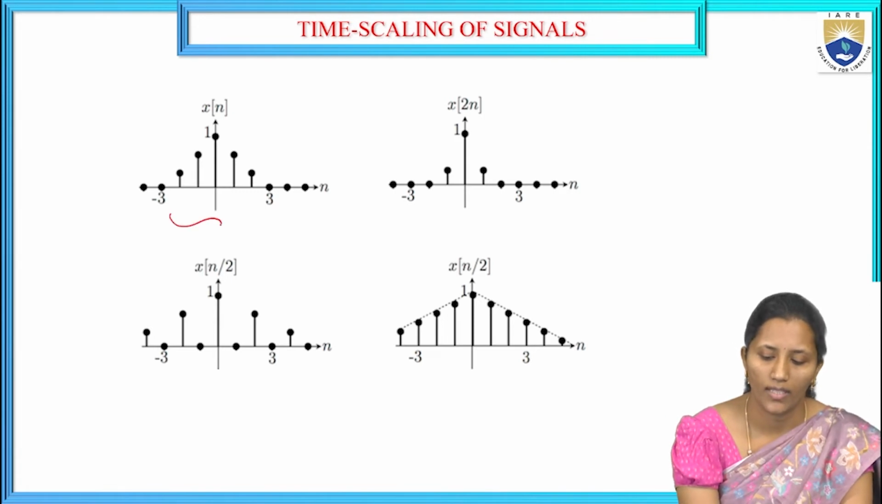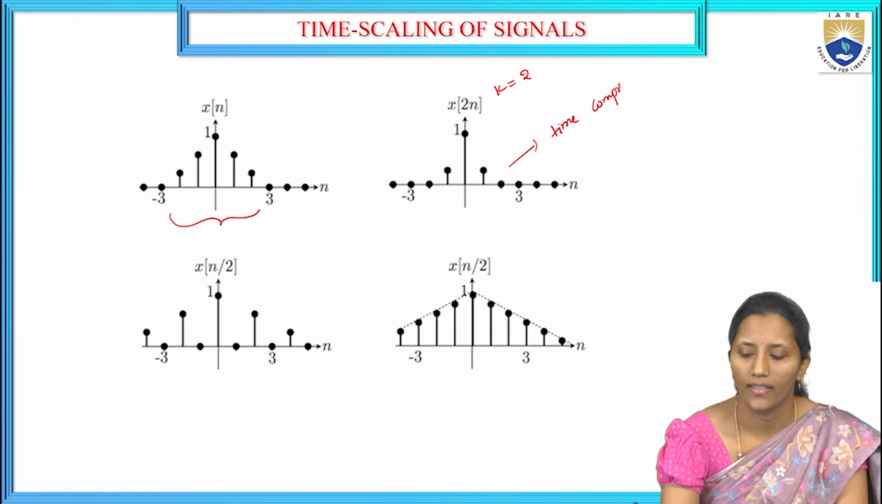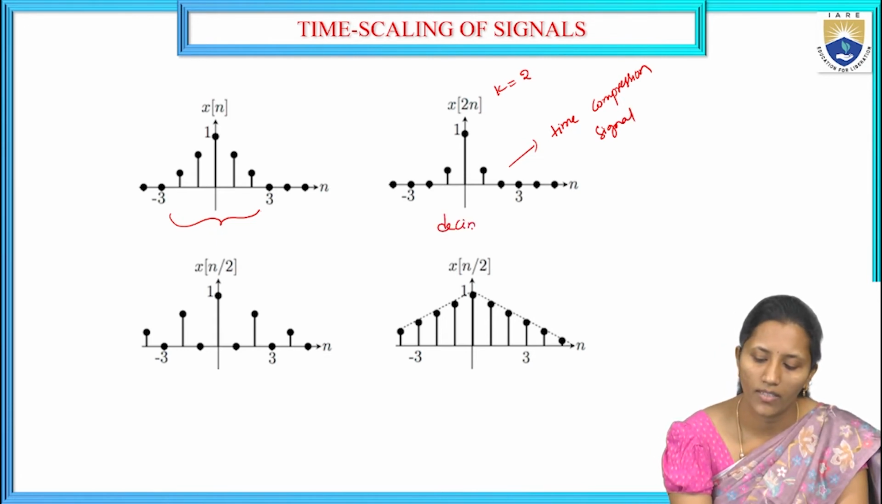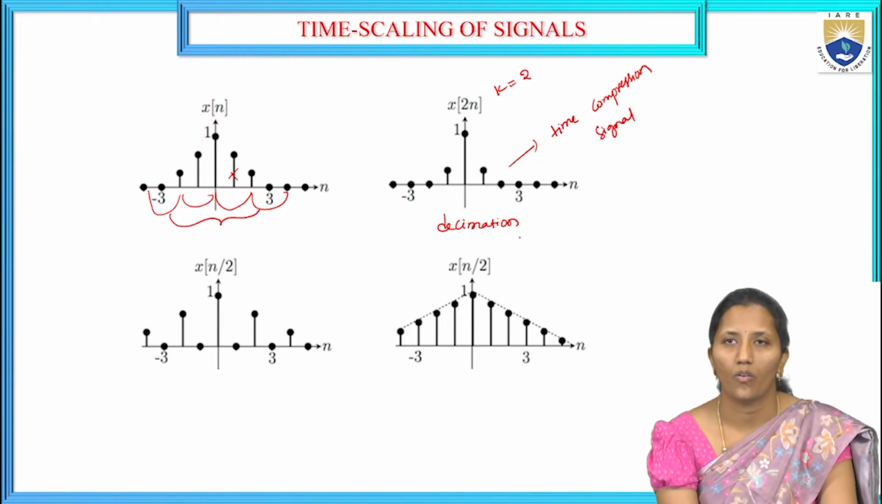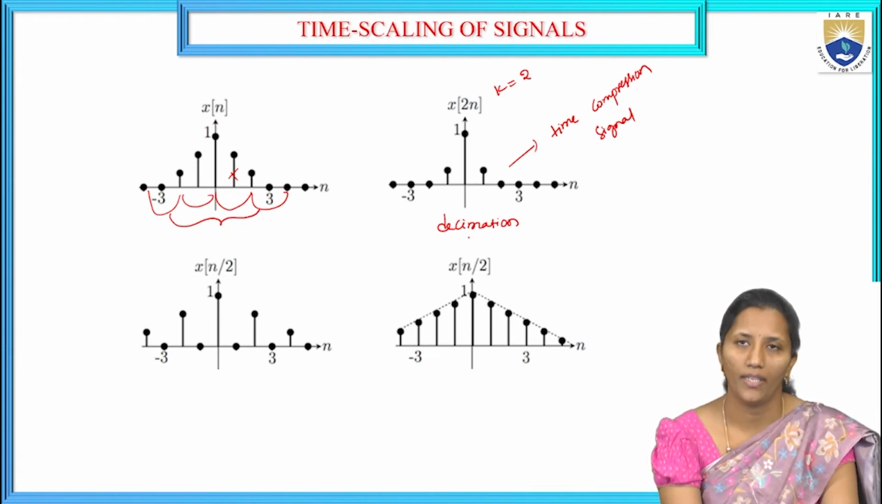This is the original signal. For k equal to 2, we are going to get the time compression signal by the decimation process. Time compression signal, this is called decimation. Here we are going to discard the middle samples, and only every second sample will come to the output. So, the number of samples will be reduced in the time compression signal, and the signal rate will be decreased here.